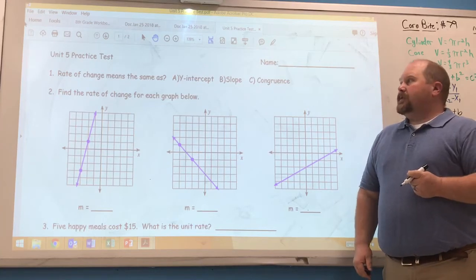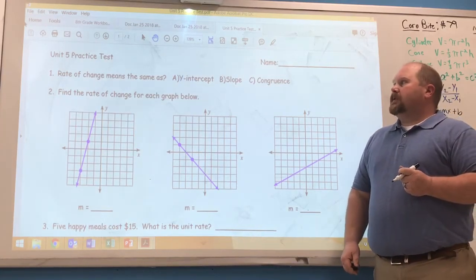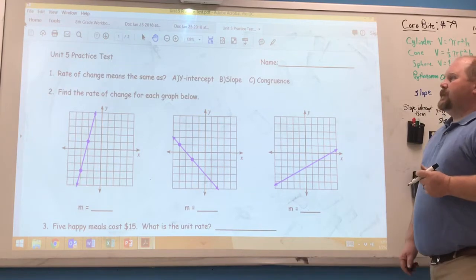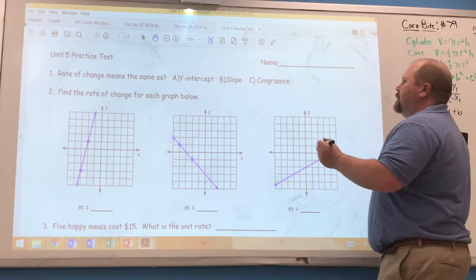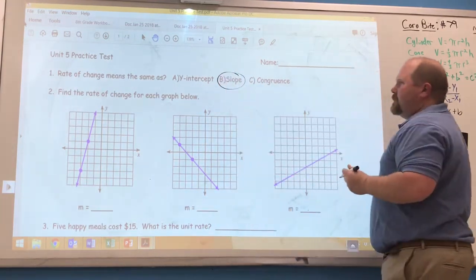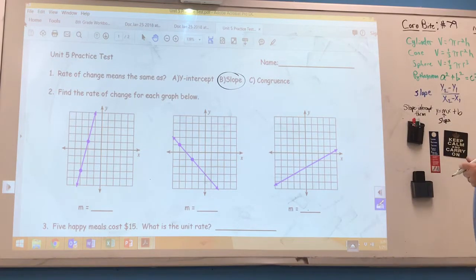Alright, so let's go over today's practice test. Number one, rate of change means the same as, and in this case it's going to be slope. Rate of change and slope are words that can be interchanged for each other. Alright, number two, find the rate of change for each graph below.